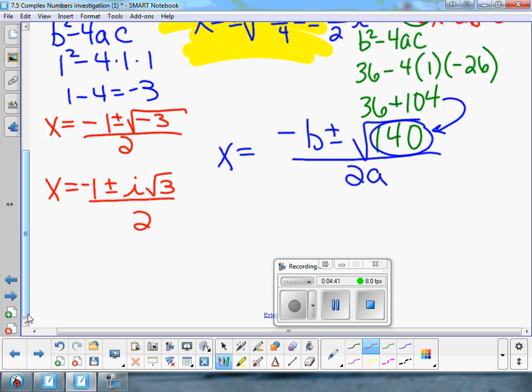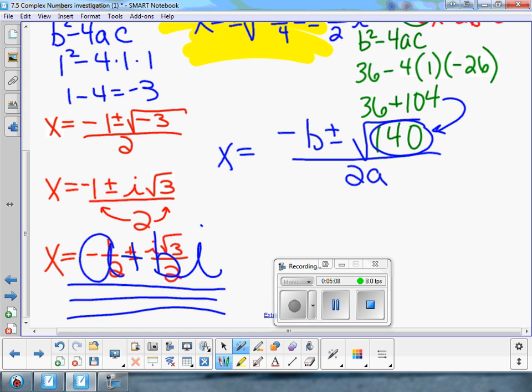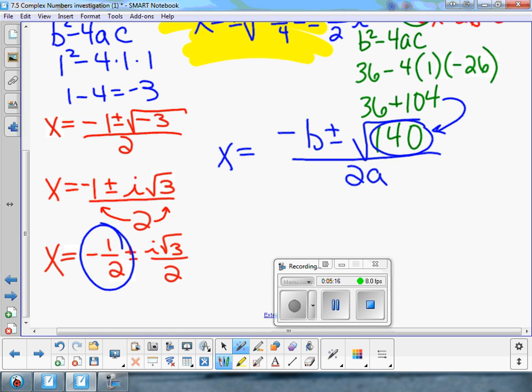Okay? The only thing I advise you to do next, because this is how we like it to look, is to give out the 2 to both pieces. So the -1 gets divided by 2, and the I root 3 gets divided by 2. This is the A plus BI form. That makes this what kind of number? A complex number. It has a real part and an imaginary part. Okay? So that would be the solution to 4D.